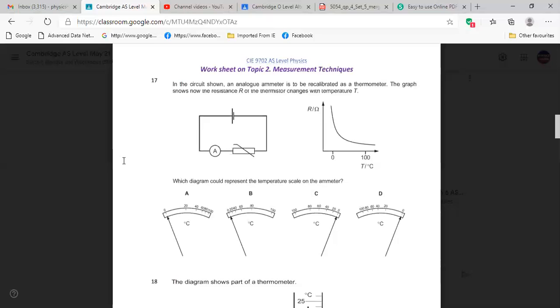Now you check the diagrams. A, B, C, D. Which one will be your answer? Check. Ammeter is showing you current, right? So with temperature rise, how the current will be changing, you check it there.